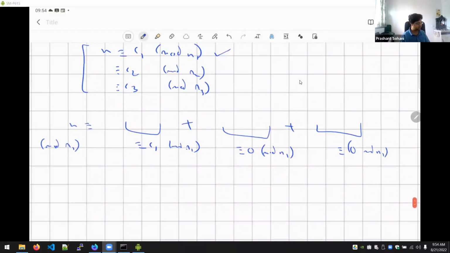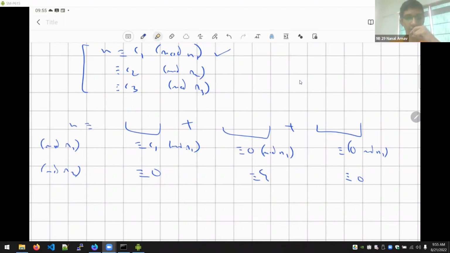In the same way, somehow magically, if I take everything modulo n2, I want this to be 0, this to be 0, and this to be C2. Can I find some way of creating this expression? So Arnav, did you have the same idea or something different? Yes, the same idea. Okay.